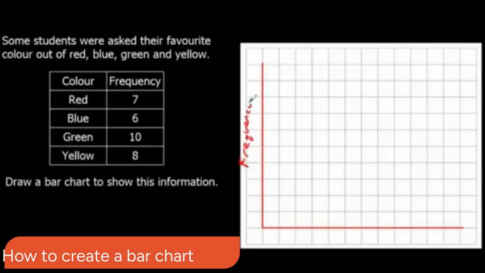Have a look at this bar chart that is being created based on students' favorite colors.